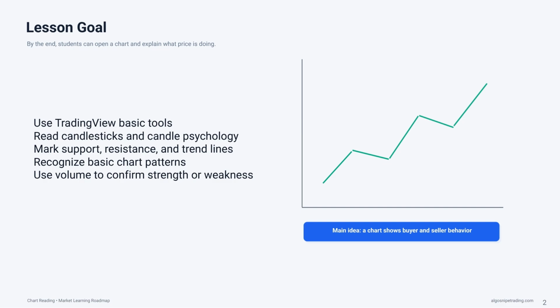Lesson goal: chart reading. By the end of this lesson, students should be able to open a chart and explain what price is doing. They should not just look at candles randomly. They should understand the story behind the chart.